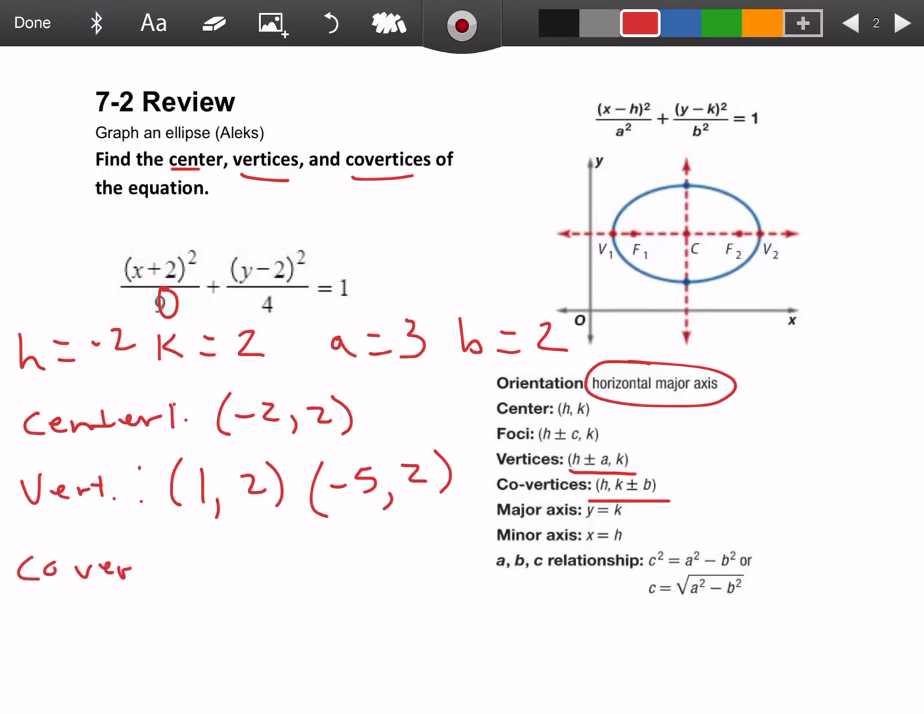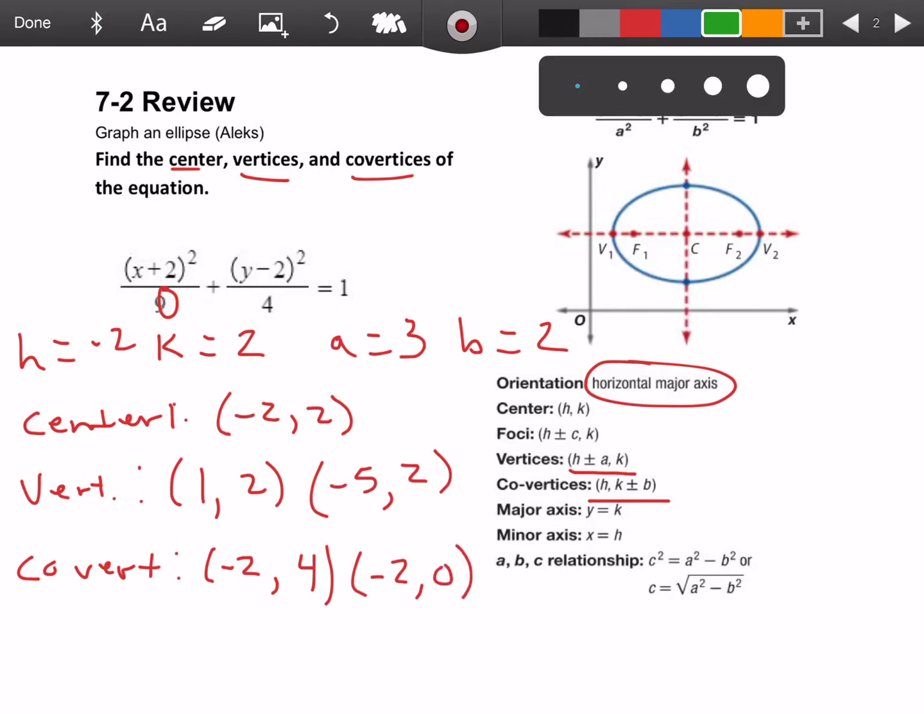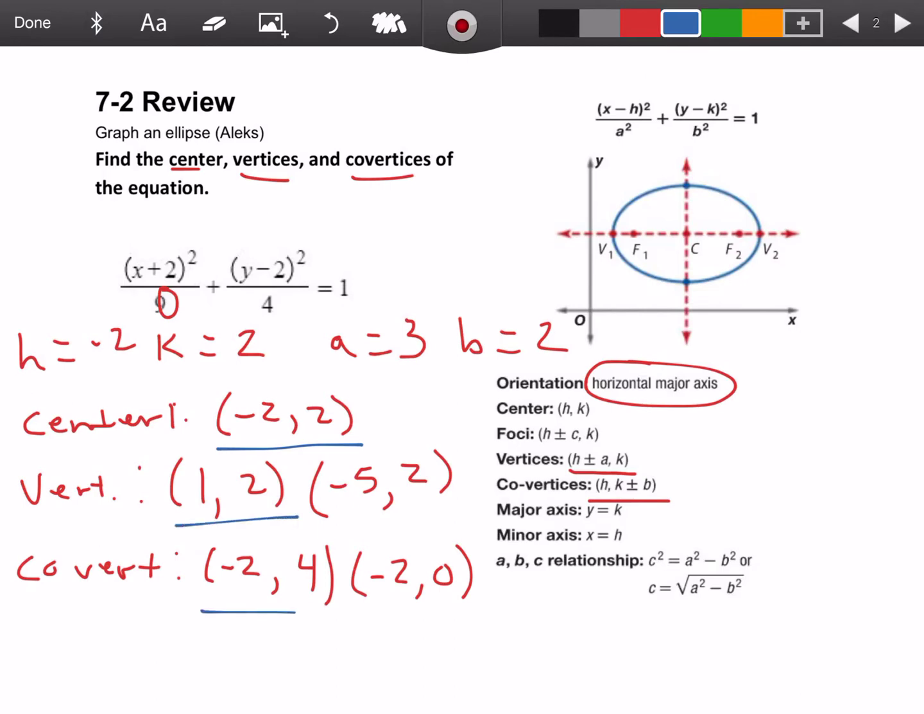And our co-vertices, we just have h, which is going to be -2, and then that's going to be k plus b. So 2 plus 2, that would be 4. And then once again, we have -2, and then we have k minus b. So that would be 2 minus 2, which would be 0. On Alex, when you go to actually graph these, really you're just going to need the center point, a vertex, and one co-vertex. You would not need both when you're graphing them on Alex.